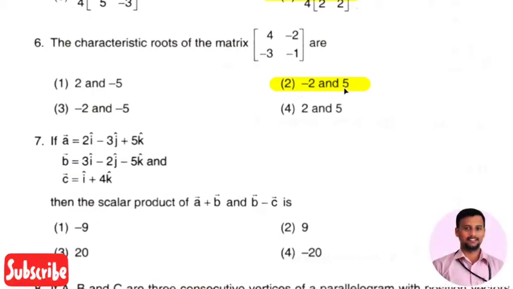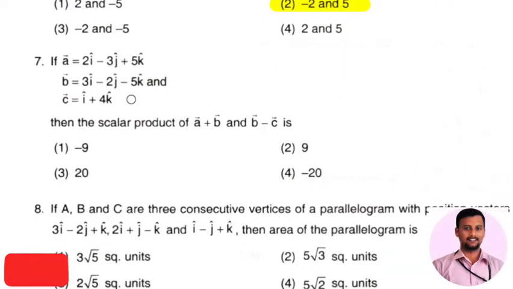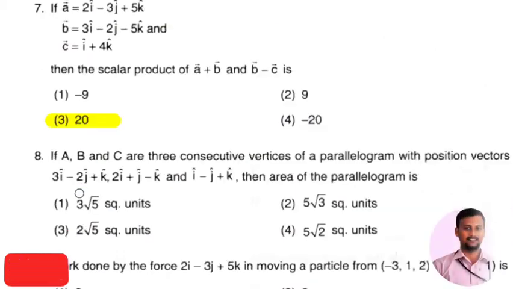minus 2 and 5. The next question is if a vector A is equals to 2i minus 3j plus 5k and vector B is equals to 3i minus 2j minus 5k and vector C is equals to i plus 4k, then the scalar product of vector A plus B and B minus C is, the right answer is option 3, that is the scalar product of vector A plus B and A minus C is equals to 20.